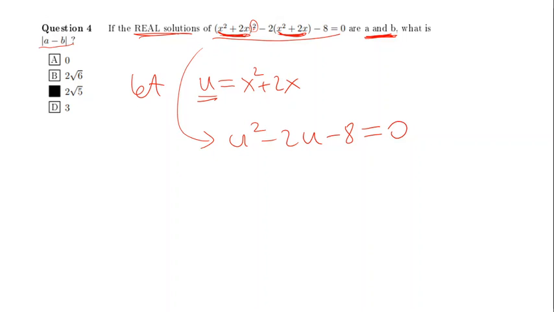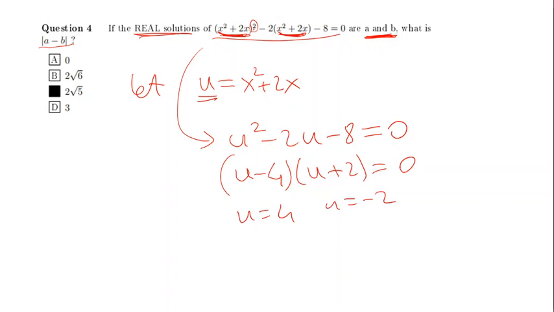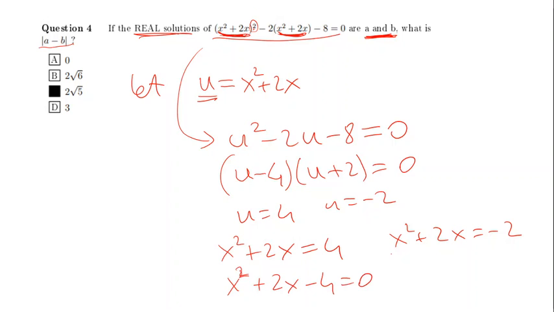We can find a solution of this by using factoring or by using the quadratic formula. Here this is easy to factor, and this will give you u equal to 4 and u equal to minus 2. Then we will get x squared plus 2x equal to 4, and x squared plus 2x equal to minus 2. When you solve this one, it's x squared plus 2x minus 4 equal to 0, and x squared plus 2x plus 2 equal to 0.